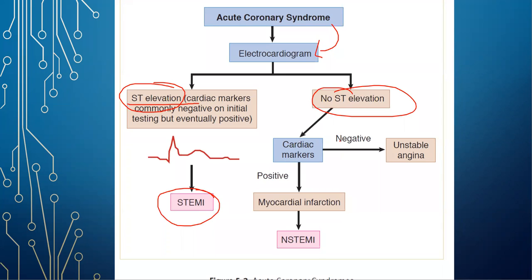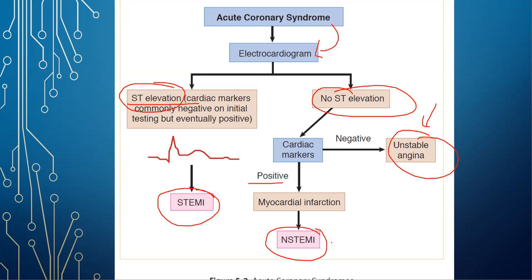What can it be then? Two things can be possible. It can be unstable angina, or it could be a non-ST elevated AMI. How to differentiate between these two? If you do troponin, troponin will be negative or normal in unstable angina. But if troponin is positive, then it's non-ST elevated AMI.